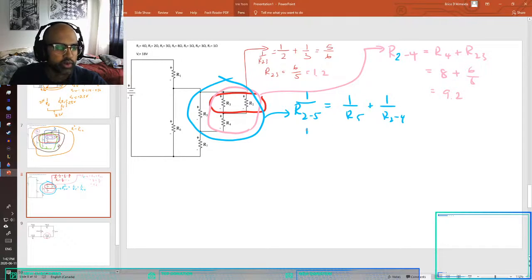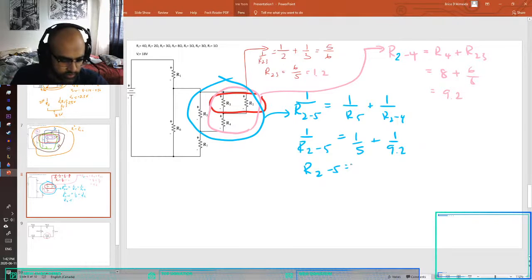This one over here. Now I need to consult my calculator because I do not know how to do this without one. 1 over R5 was 5 ohms, very convenient, plus 1 over 9.2. I'm going to consult my calculator. R2 to 5 is equal to, so I'm going to do 1 divided by 5 plus 1 divided by 9.2, and now take that number and flip it, because to find the resistance of parallel, we have to take the reciprocal.